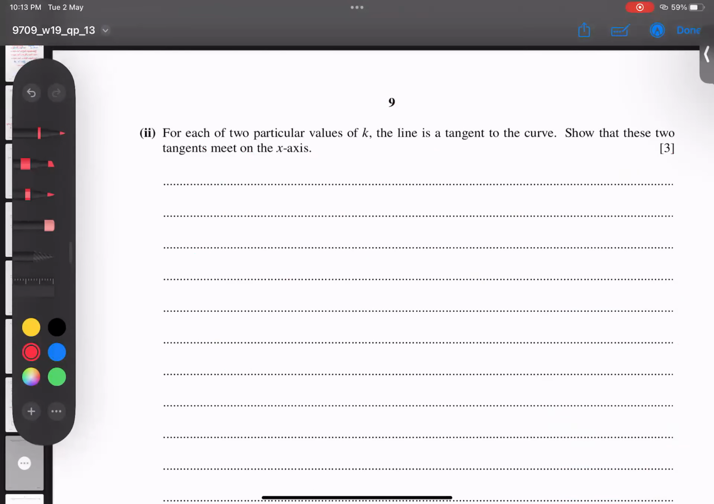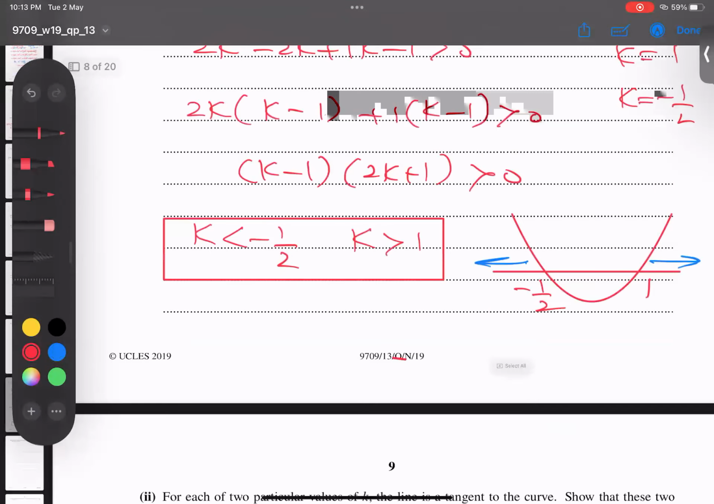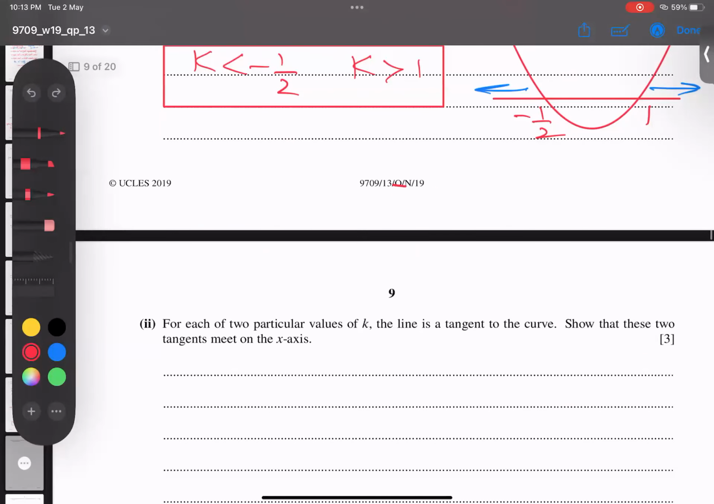And for the two particular values of k, it means he talks about these two values. Then what? The line is tangent to the curve. Show that these two tangents meet on the x-axis. Very interesting. First of all, we are now looking for the equations of the tangents. When we have them, we'll solve them simultaneously and prove that they intersect on the x-axis. On the x-axis, y is always 0. So when I solve them simultaneously, they will give y equal to 0, and that is the proof done.